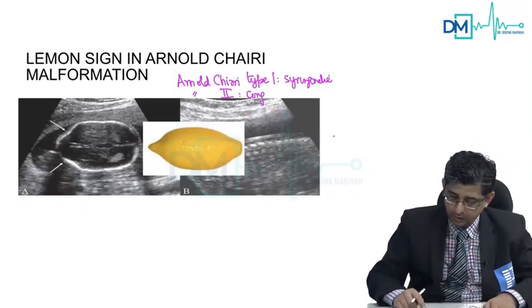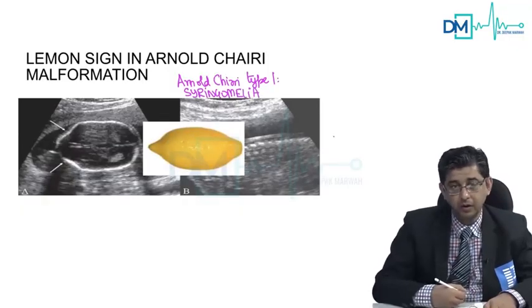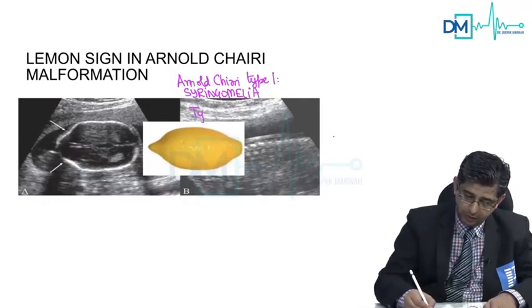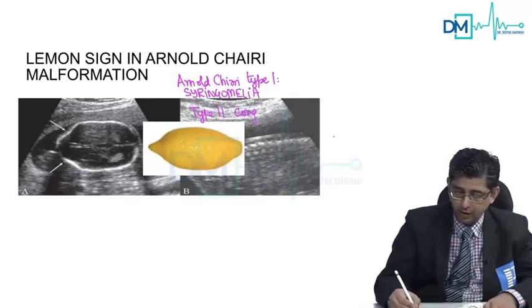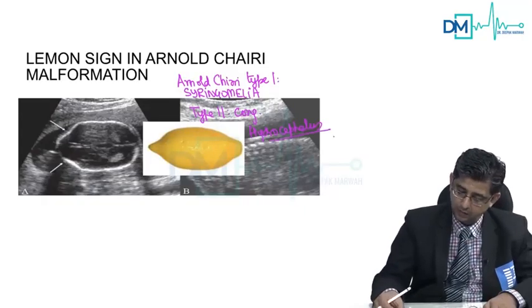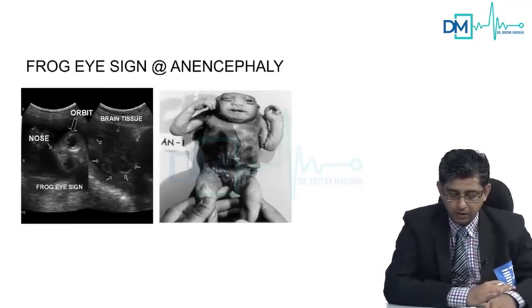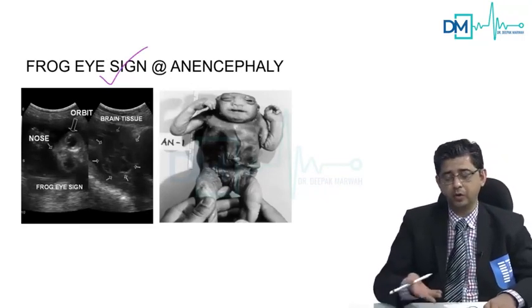For type 1, I'll mention again, a bit of writing issues, I would say. Arnold-Chiari malformation type 1 is associated with syringomyelia, where you have dilatation of the central canal of the spinal cord. And type 2 is associated with the development of congenital hydrocephalus. Frog eye sign is again a question asked. Frog eye sign is seen in anencephaly. So neural tube defects were asked.